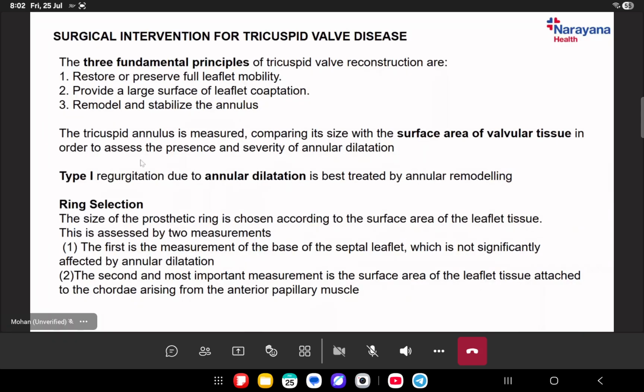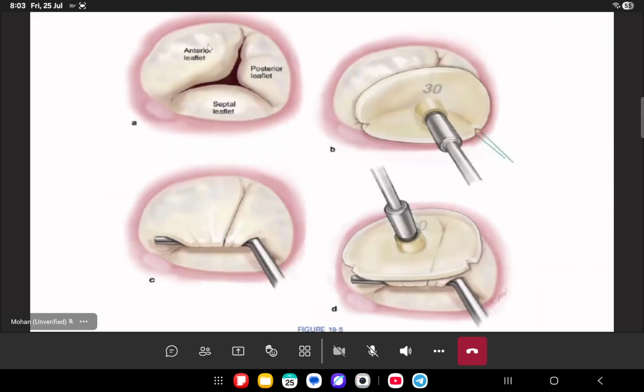Type 1 is due to annular dilatation. If it is, then a ring has to be selected. The first measurement is the base of the septal leaflet, which is not significantly affected by annular dilatation. That will guide us in selecting the size of the tricuspid annulus. The second and most important measurement is the surface area of the leaflet tissue attached to the chordae arising from the anterior papillary muscle. I will show here the anterior leaflet, posterior leaflet, and septal leaflet. We have to go around the anterior papillary muscle, stretch it, see the height of the leaflet tissue, and then measure.